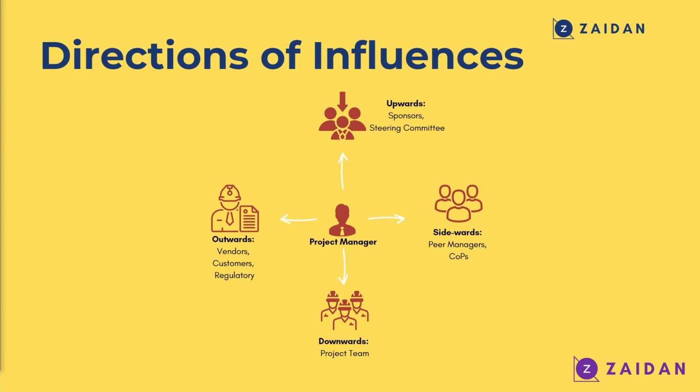Directions of influence is another tool for stakeholder analysis, and in fact you can use it for identifying stakeholders. Now it is a 360-degree roundup around the project manager. As you can see, sideways to the project manager, he has his peer managers and communities of practice. They are stakeholders as well, as they can influence the project by sharing resources and sharing with you the best practices in the project. Downwards to the project manager, you have the project team. They do influence the project, there is no question about that. And outwards, you have the vendors, the customers, and the regulatory authority, who influence the project as well. And finally, upwards to the project manager, you have the senior management, the project sponsors, the governance committee or the steering committee. They have heavy influence on the project. They are also stakeholders. So this is an interesting way to identify stakeholders, categorize them and analyze them.